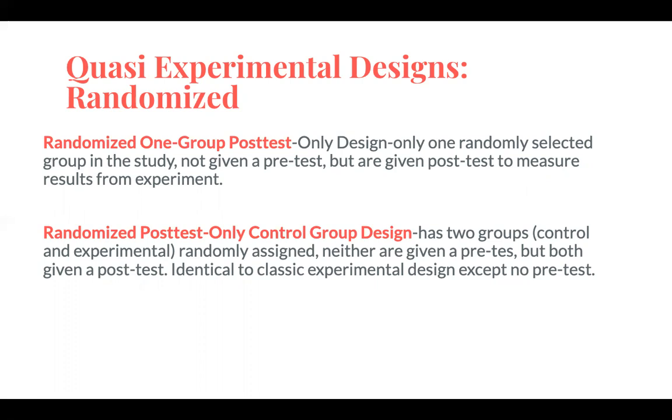Then there is the randomized post-test only control group design. So now you do have both an experimental and a control group, and they're still randomly assigned. But once again, they're not given a pretest, a post-test only. And so this one is pretty much identical to the classical experimental design, except there is no pretest. So I guess that is a way to potentially eliminate pretest bias without doing the more complicated Solomon four-group experimental design.